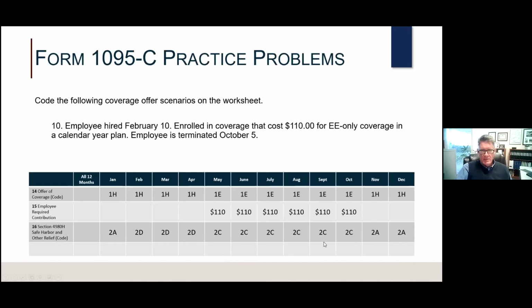And then they terminate in October, on October the 5th. But again, we know that insurance coverage remains through the end of the month of termination. So we still are using 1E and 2C for October. Now the employee doesn't work for us anymore. We're back to 1H, no offer of coverage, paired with 2A, the employee is not employed. A really typical 1095.